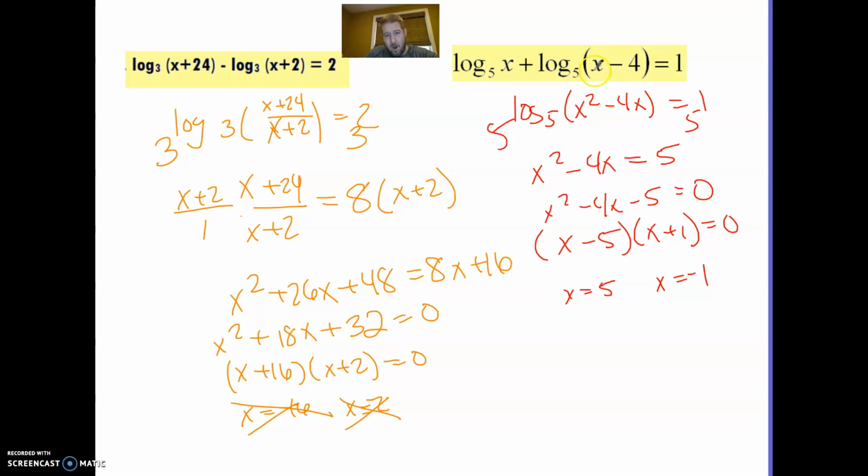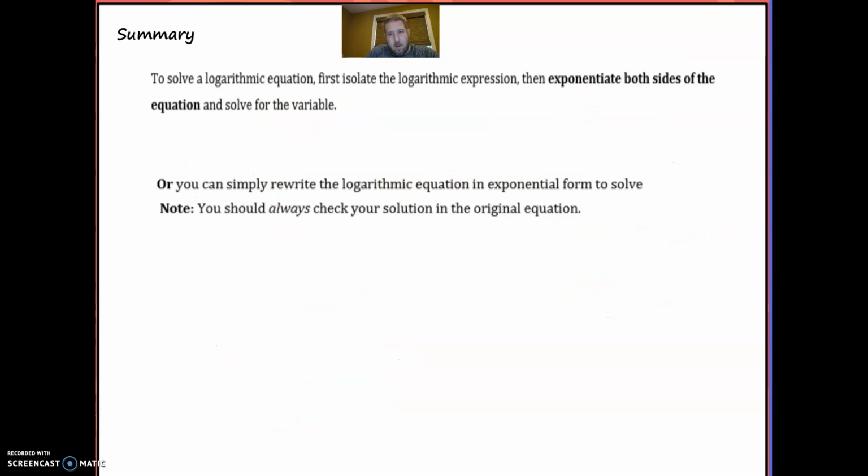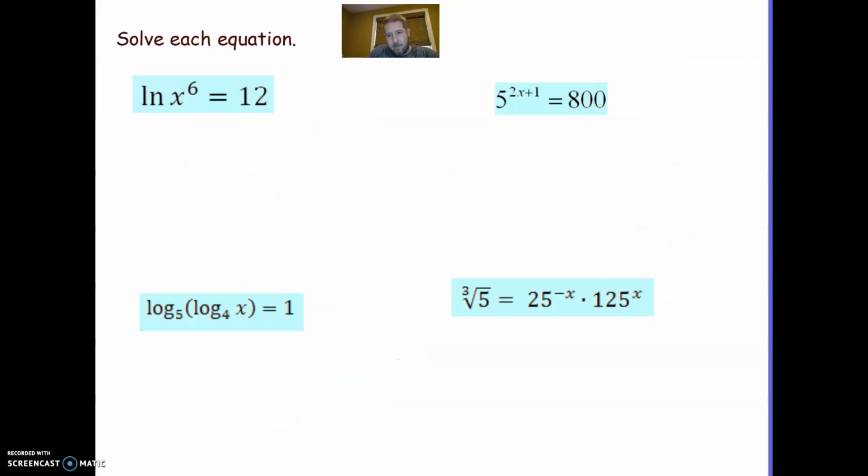Now, negative 1 plugged in here or here is actually going to give a negative, so that's an extraneous solution. If I put 5 here, we're good. If I put 5 here, 5 minus 4 is 1, and 1 works. It can be any positive number, so this is a real solution. That one does work. Skip that. So we do have a couple more problems here.